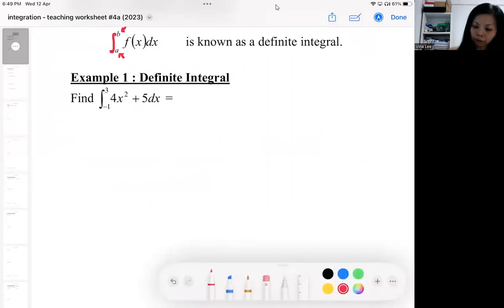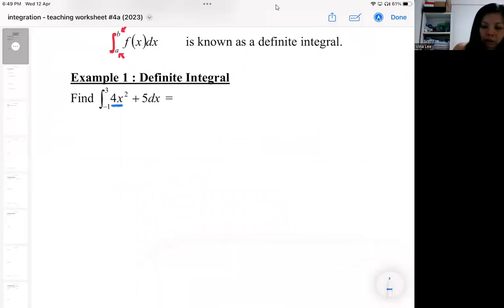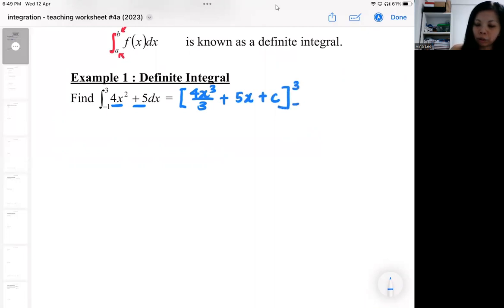So how do you go about doing this? You do your integration as per normal. This part here looks like your basic integration formula number two. So you integrate: you raise the power by one, divide by the new power. What do you get when you integrate 5? You get 5x. And usually we also get a constant, so I'm just going to show you with the constant. After I integrate, I will put the 3 and -1 there.